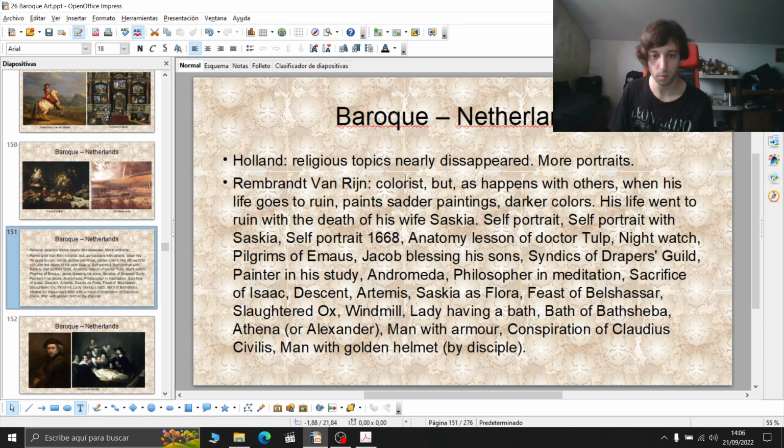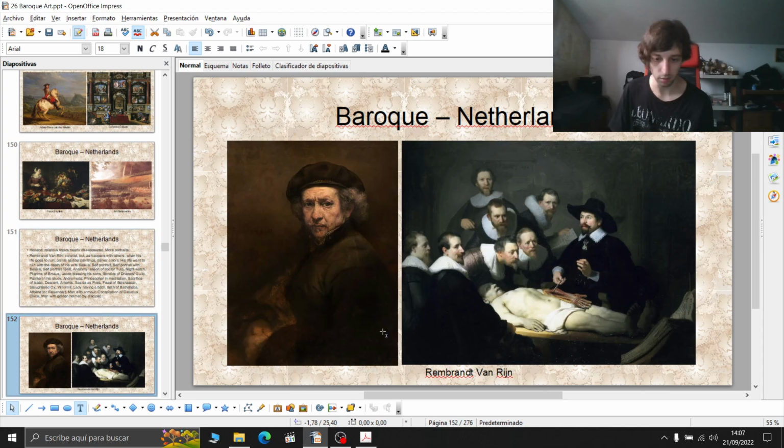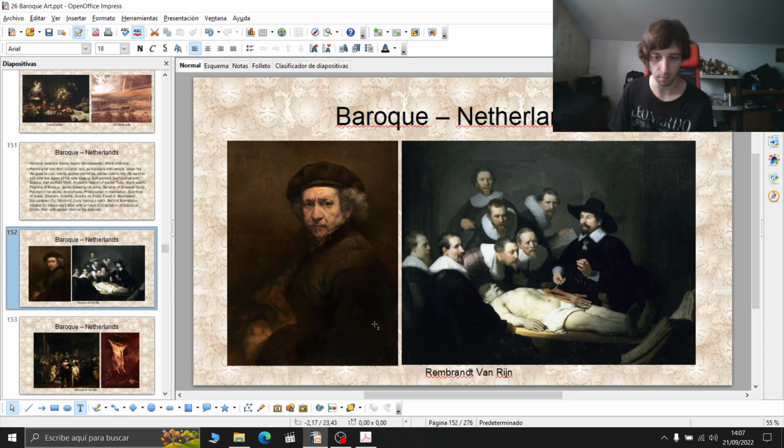Holland, religious topics nearly disappeared, more portraits. Rembrandt, colorist, but as happens with others, when his life goes to ruin, he paints other paintings, with darker colors. His life went to ruin with the death of his wife Saskia. Then different, all these are the paintings. So here, Rembrandt, this is the self-portrait. This is the anatomy lesson.